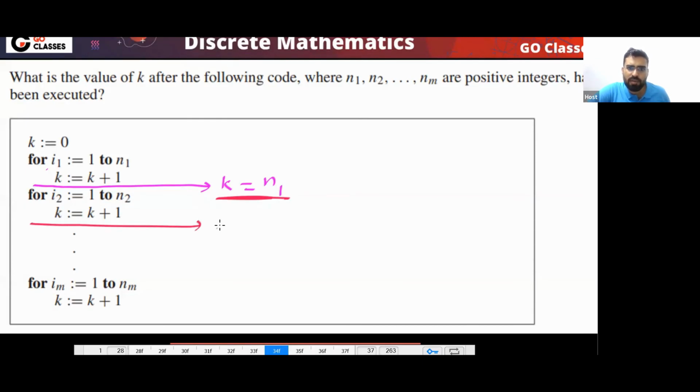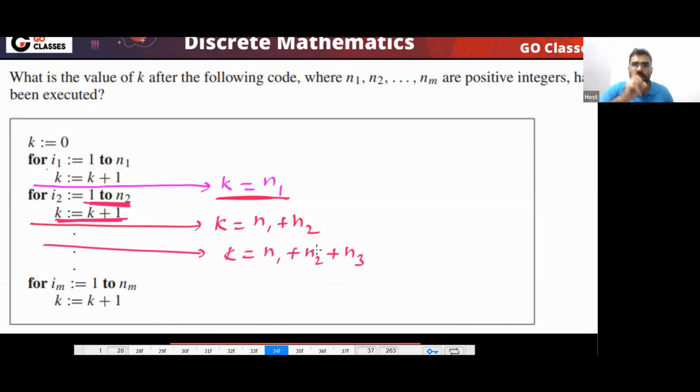After the second loop, what will be the value of k? That will be n1 plus n2, because again the same thing, you are increasing the value by 1. This loop is running n2 times, and every time you are increasing k by 1. After the next loop, what will be the value of k? That will be plus n3. We are increasing by 1. Every iteration is increasing the value by 1.